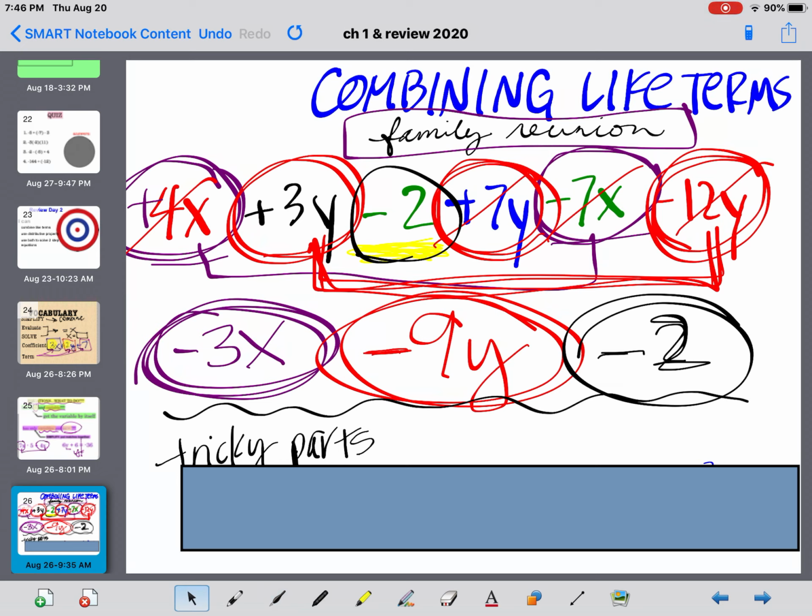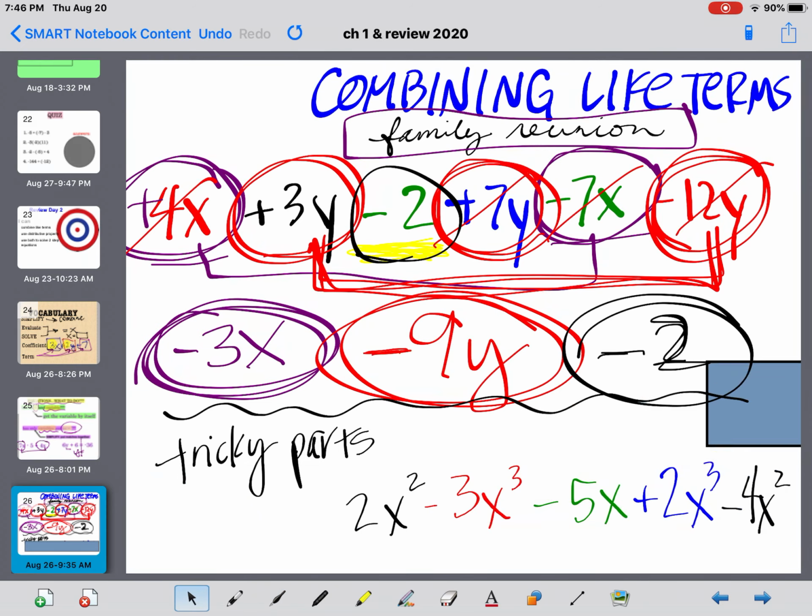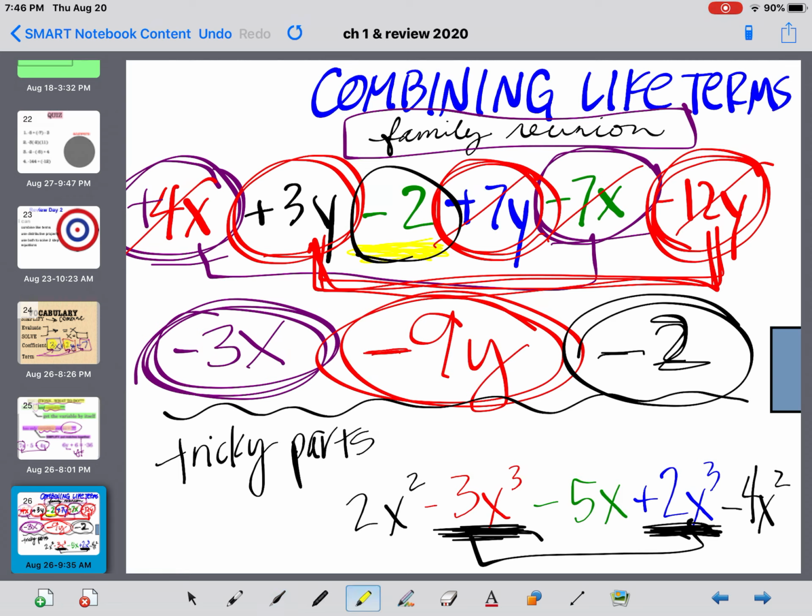Now, sometimes in the next little bit, not this year, we're going to work on some tricky parts. Tricky parts look like this. The difference on this is that the last name has to match exactly in order to be combined. So just because it has an X, the exponent also has to match in order to combine things that are the same. We don't have to worry about this this year. That's for next year.